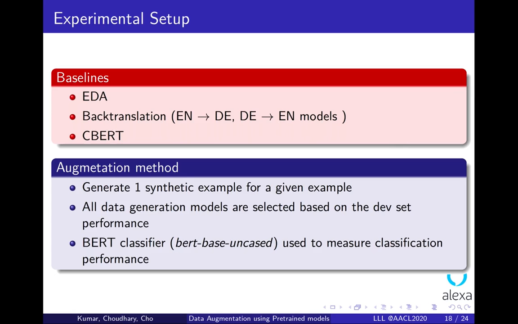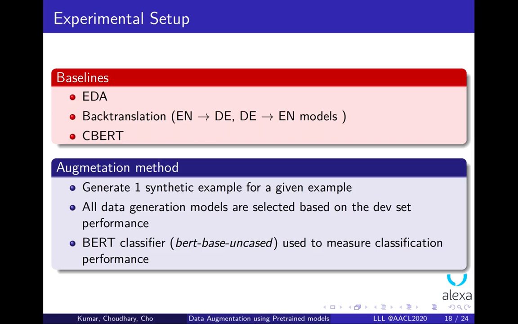Now let's discuss the baselines that we are using. For this particular paper, we use 3 different text augmentation baselines. EDA is a simple word replacement method, as discussed previously. The second baseline that we are using is back translation. For back translation, we use English to German and German to English models.